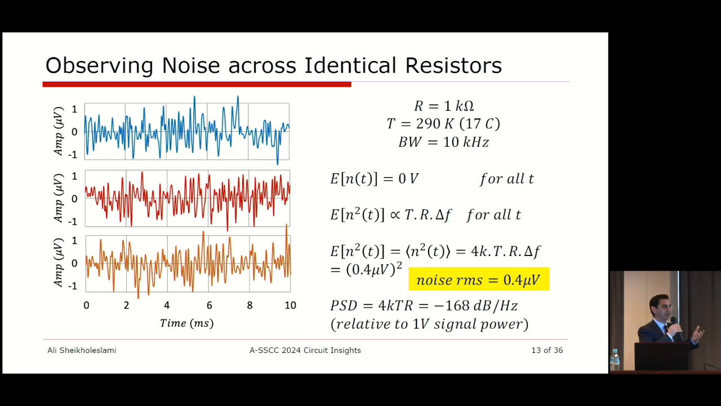That means the RMS of noise that you measure, also called the RMS of noise, is 0.4 microvolt. You may say 0.4 microvolts is such a small number. Why do we bother with it? The idea is that this noise can be amplified. You can increase the amount, and it could become comparable to the signal level that you're dealing with. In fact, if you express it in terms of dB, it will become minus 168 dB per hertz.